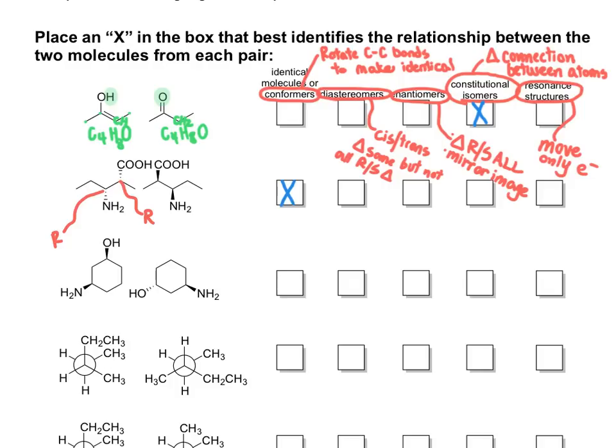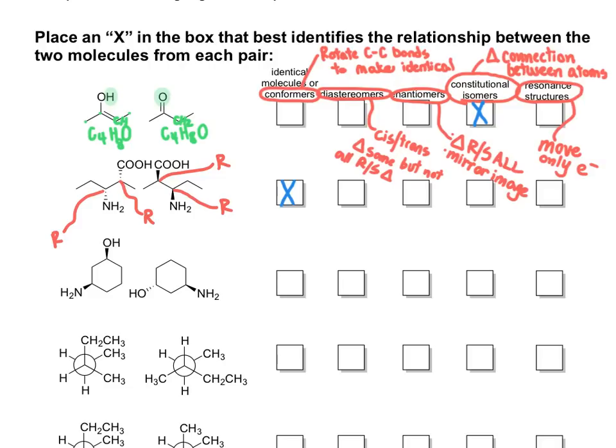And then if you come over here and do the same thing, you're going to find that this chiral carbon is assigned as R. And you're going to find that this chiral carbon is also assigned as R. So the stereochemistry is identical between the structure on the left and the structure on the right. Therefore, they are identical molecules or conformers of one another. It's just two different ways of drawing the exact same molecule here.